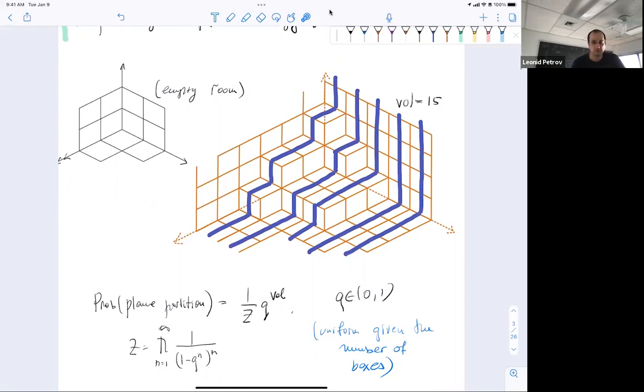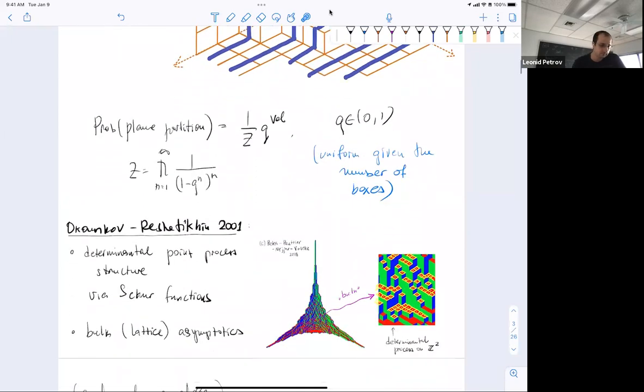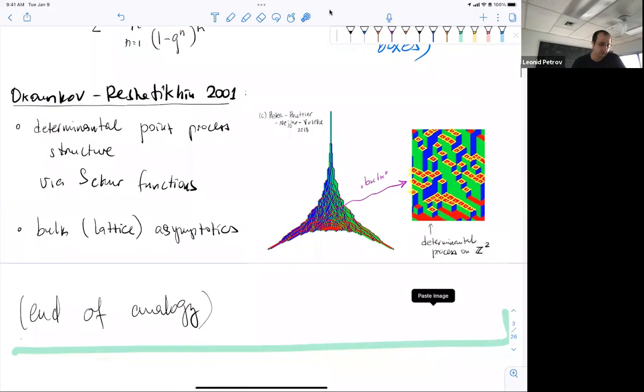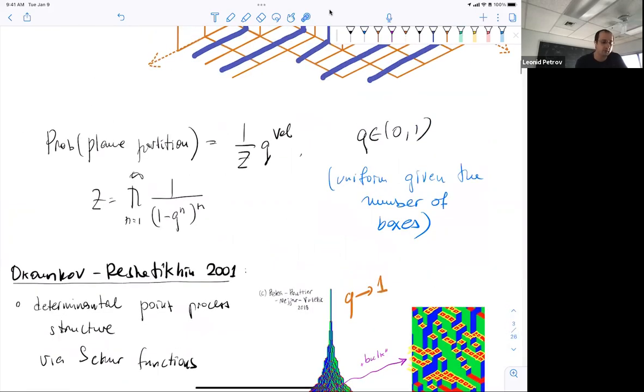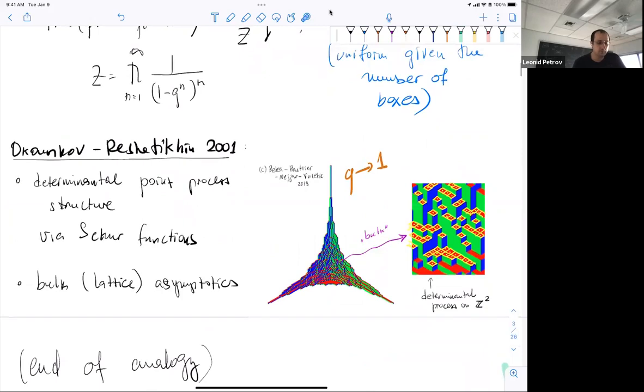So this model as a probability system was considered by Okounkov and Reshetikhin 20 years ago. And they also studied the asymptotic behavior when the picture becomes large. So q going to 1 is an asymptotic regime, because there is a single parameter here. If q is small, then q to the volume gets very small when volume grows. But when q is closer to 1, it means that you're favoring plane partitions with more boxes. So this is the asymptotic regime here.